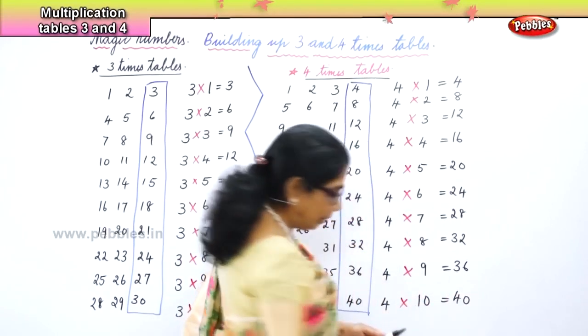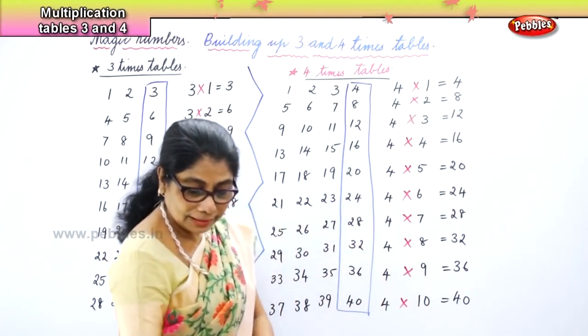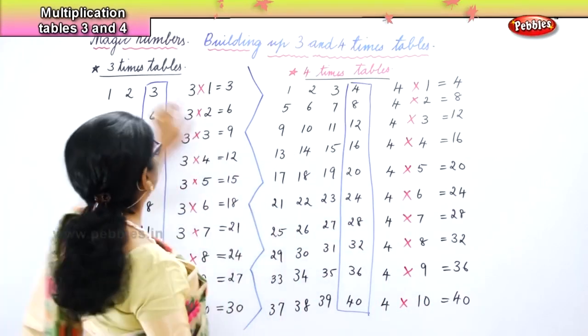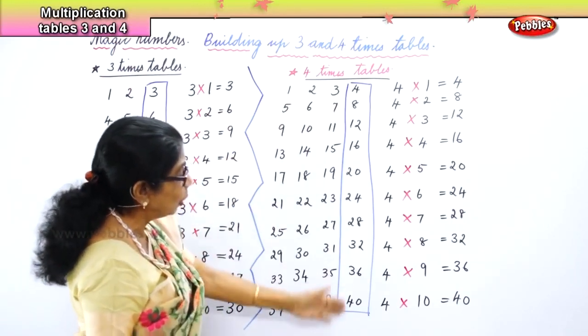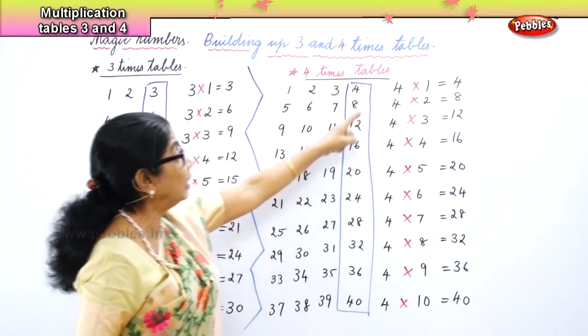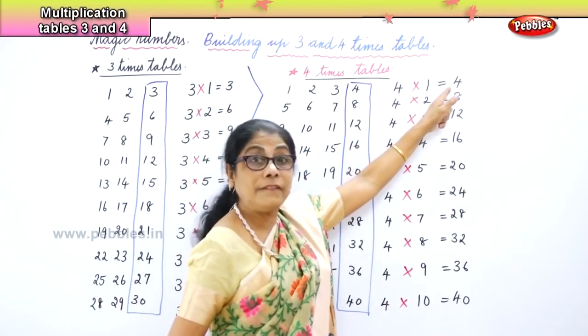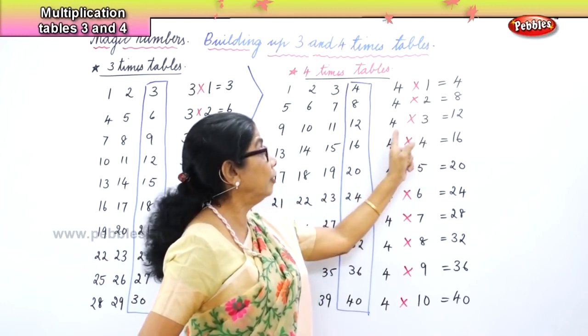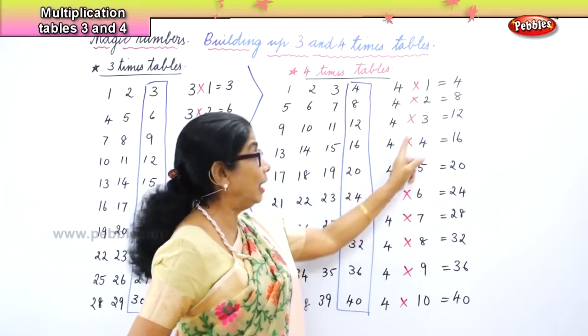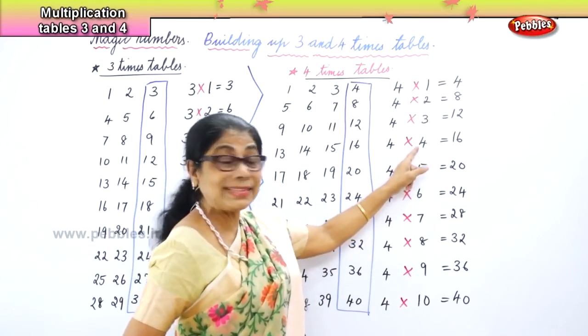Now we will read together. So we learned to do the numbers with the magic numbers, and then we find we have the tables in front of us. 4 ones are 4. Read aloud. 4 twos are 8.